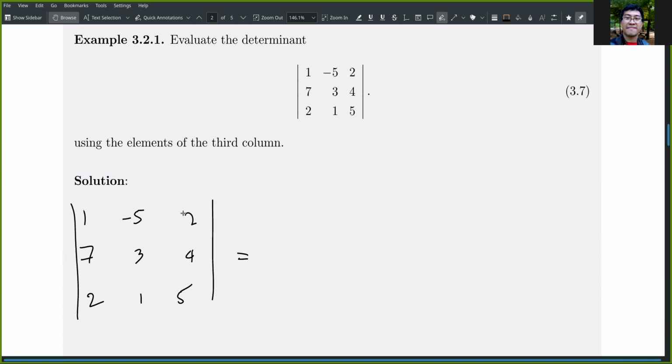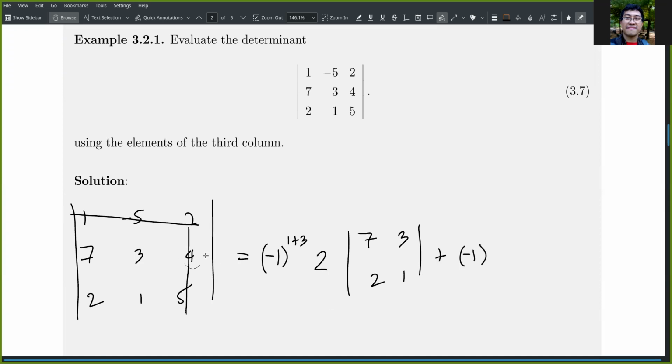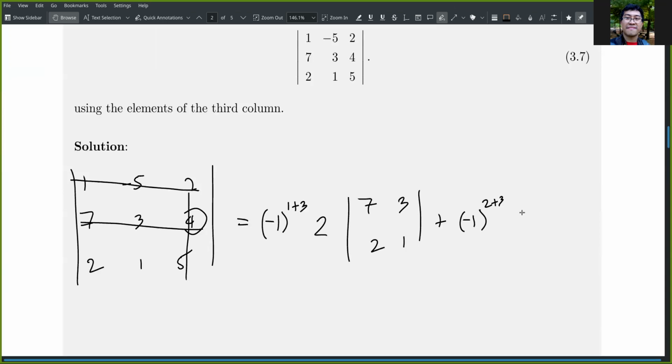So this is the first row and third column. So you have minus 1 to the power of 1 plus 3 of that number 2. And the minor would be, if you remove this row and column, you get 7, 3, 2, 1. Plus this number, that would be 4 times negative 1, that's the second row and third column, so it's 2 plus 3. And then we remove this row and this column, you have 1, minus 5, 2, 1 times that number 4.